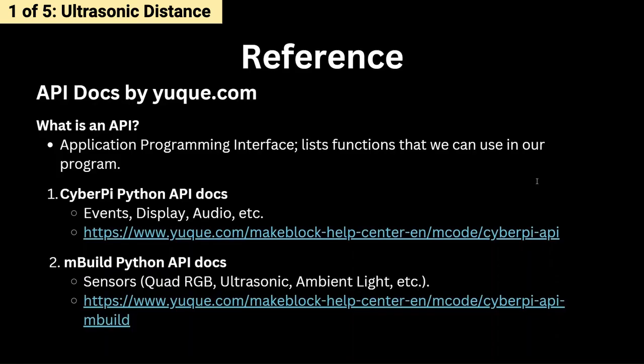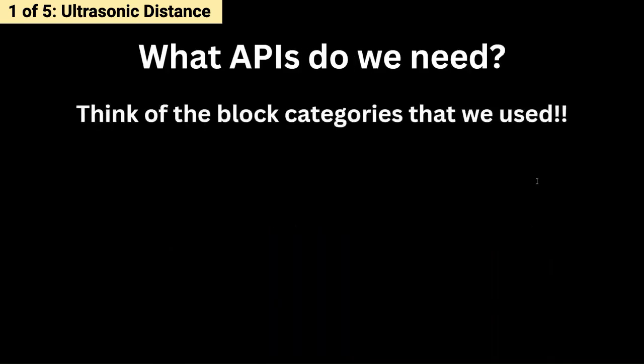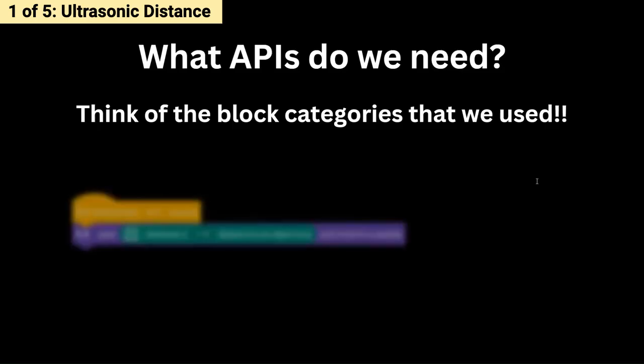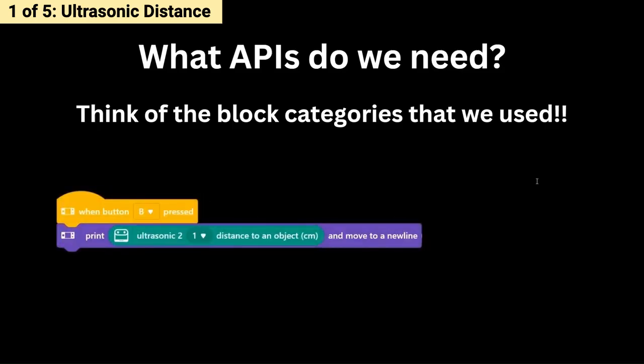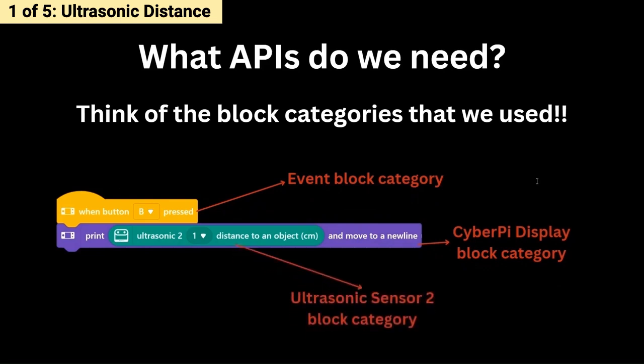Let's now look at the APIs that are needed for this project. To do that, let's look at our block program and think of the block categories that we used when we were building them. The when button B pressed block was from the events block category. The print and move to a new line block was from the CyberPi display category. And finally, the ultrasonic distance to object block was from the ultrasonic sensor 2 category.